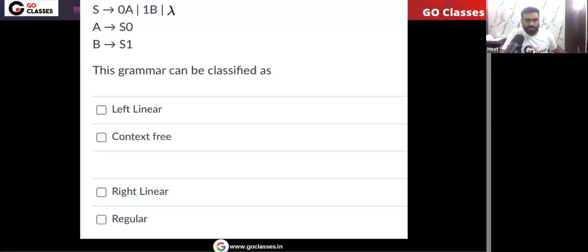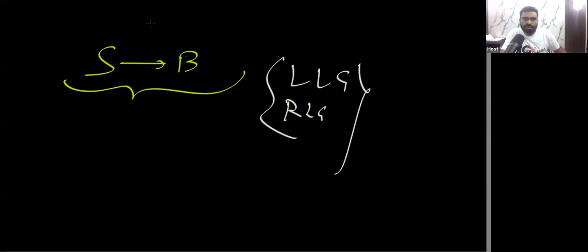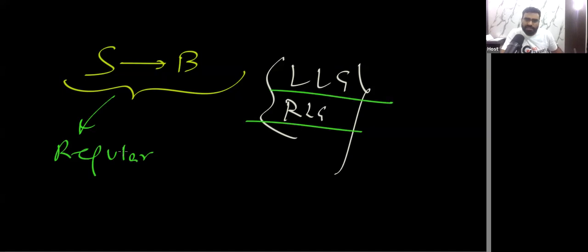A student is asking about S deriving B. This rule is allowed in both LLG and RLG. In both grammars, this rule is allowed. Is this clear? Because here on the RHS you have a single variable, and that variable is in the leftmost position and also in the rightmost position. So yes, this is allowed in LLG and RLG, so this is allowed in regular grammar.